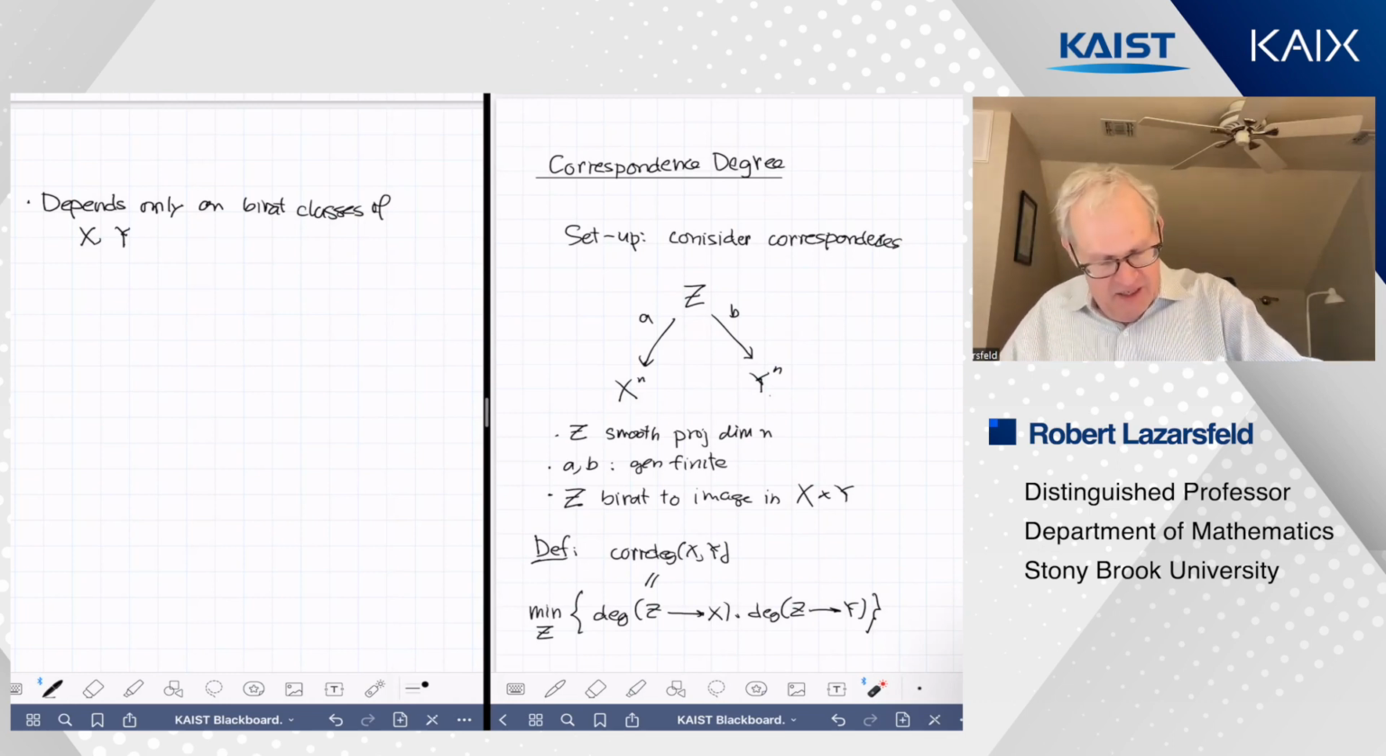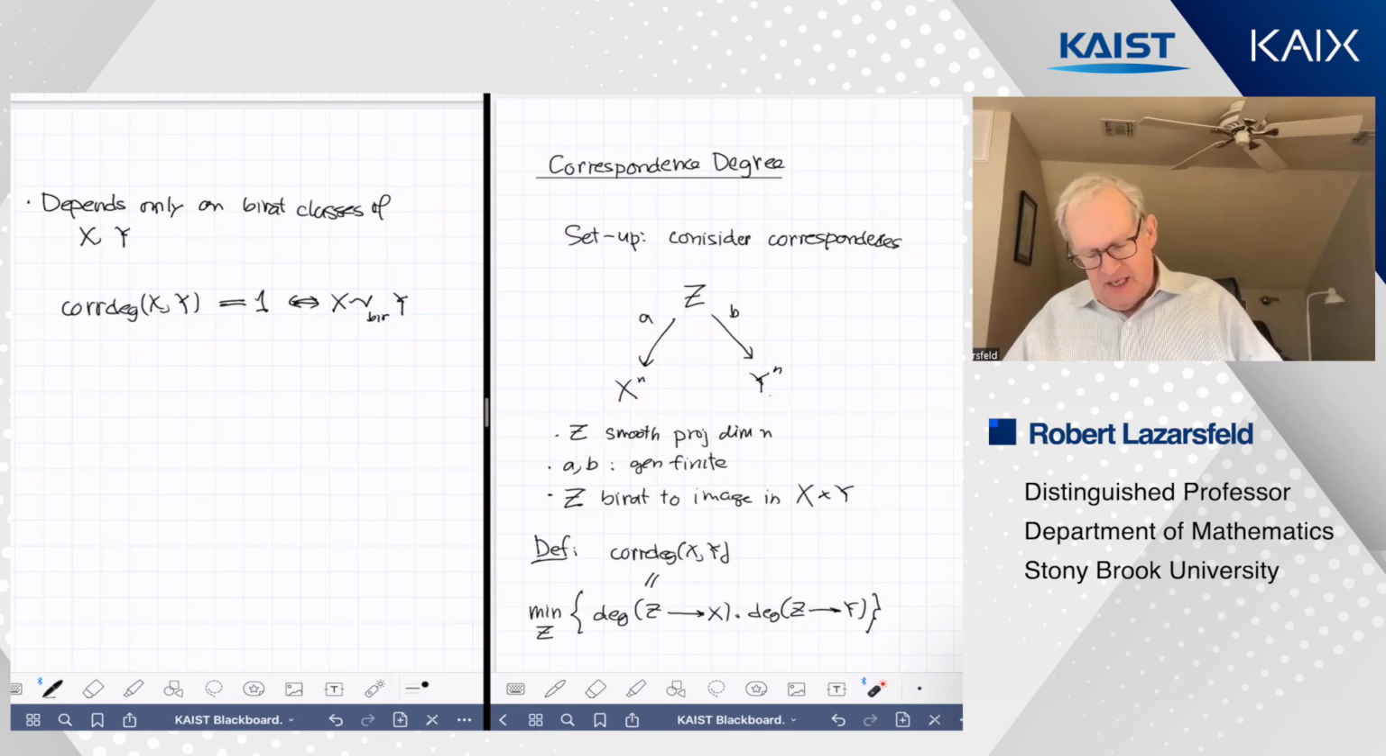And evidently, the correspondence degree of X and Y is 1 if and only if X is birationally isomorphic to Y. Because to say that the correspondence degree is 1 means this degree is 1, that degree is 1. So Z gives a birational isomorphism between X and Y.